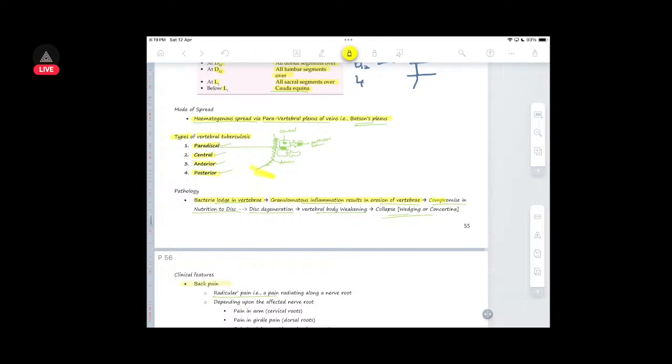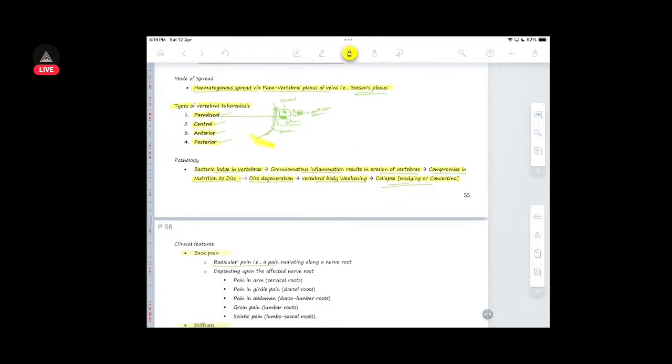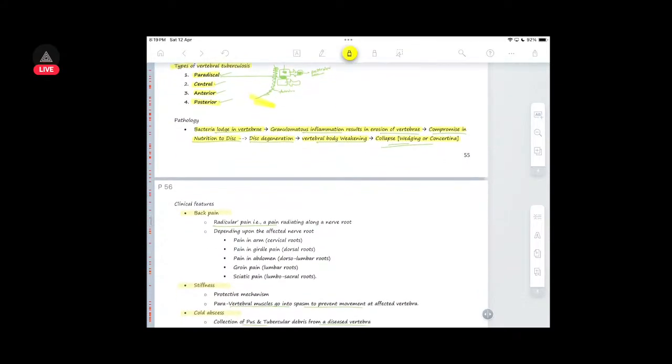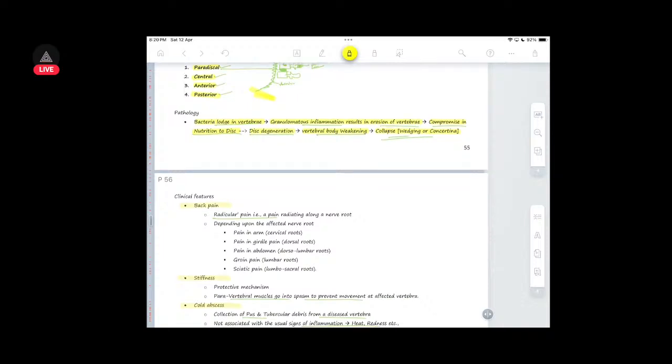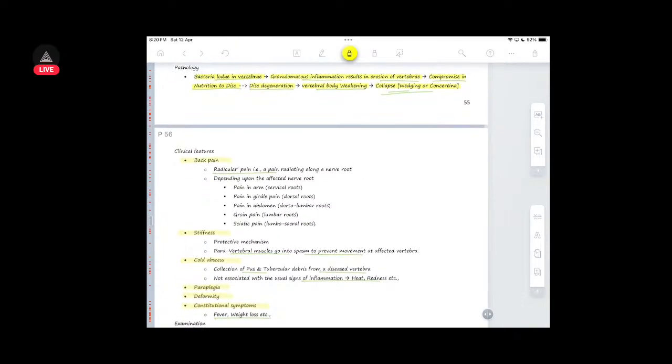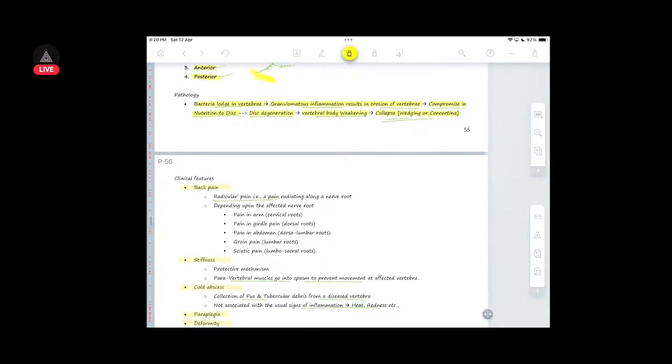So pathologically, bacteria will be lodged in the vertebrae, leading to granulomatous inflammation resulting in erosion of vertebrae. Compromise in the nutrition to the disc, degeneration will occur, vertebral body will be weakened and collapse. Wedging may occur, concertina may occur.